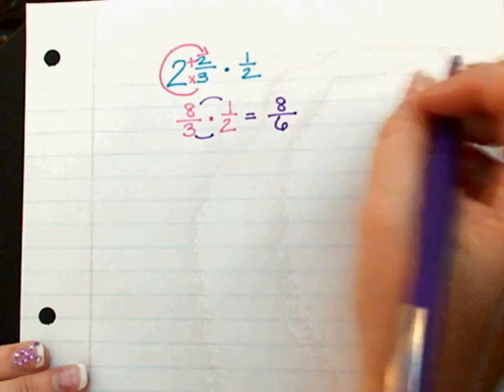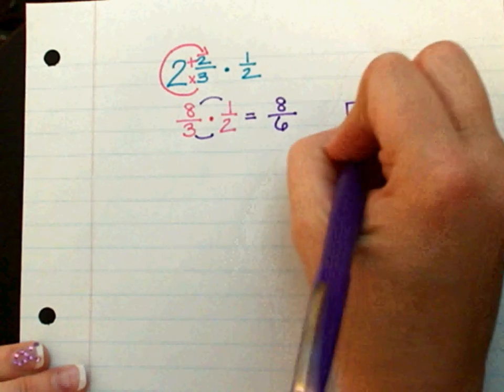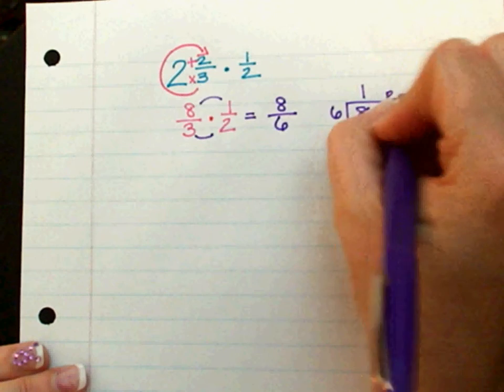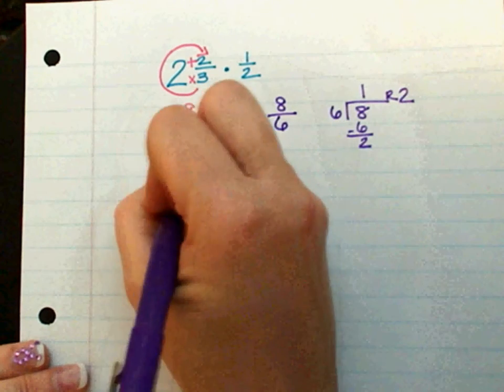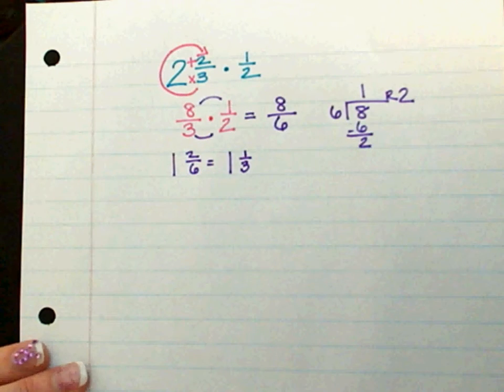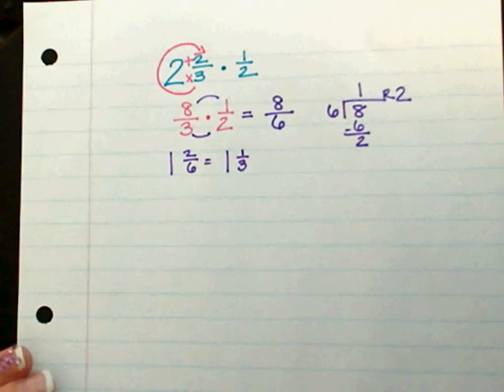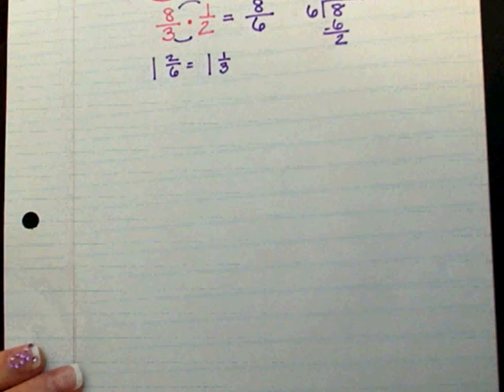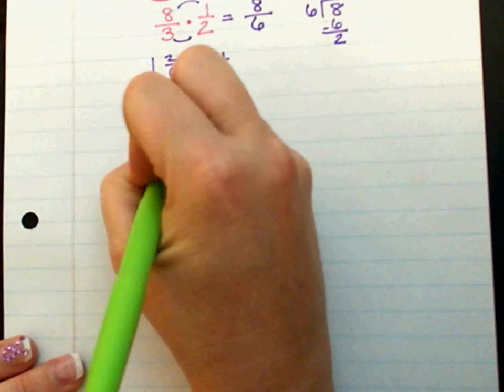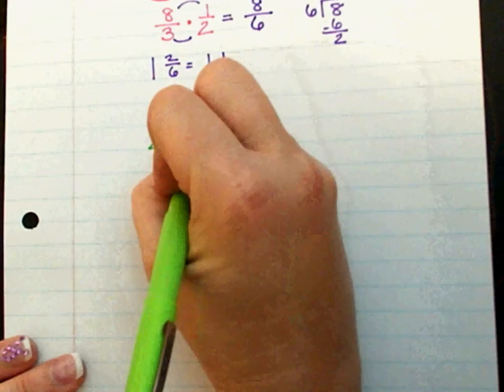Multiply top times the top, bottom times the bottom. 8 times 1 is 8. 3 times 2 is 6. It's improper. Let's get it out. 6 goes into 8 once. Remainder 2. Your answer is 1 2/6, but you should see that that reduces to 1 1/3.